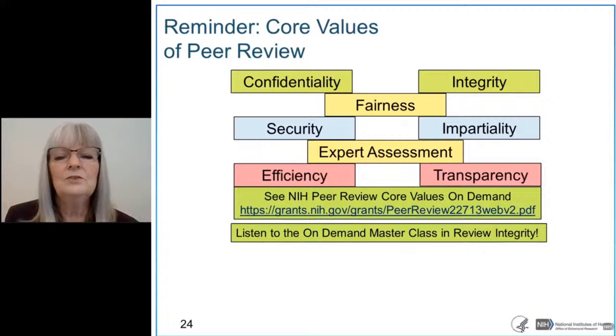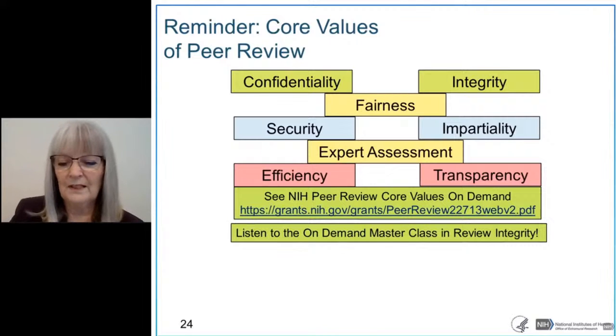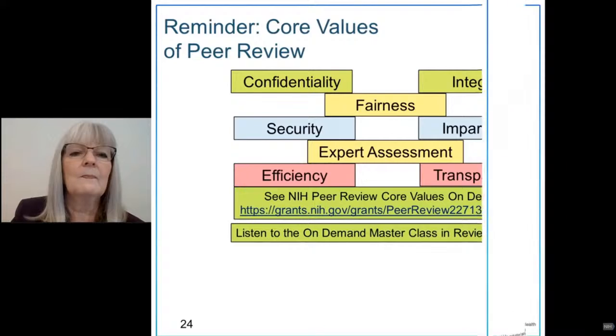Here I urge you to read the core values document that is posted in the on-demand section and listen to the masterclass in review integrity.